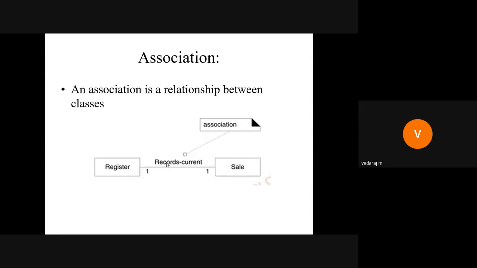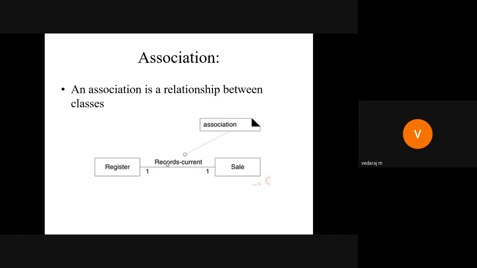The very important component of a class diagram is association. I already told in the first class itself, association is nothing but a relationship between classes. You can say association is the connection between the 2 classes, or the link between the 2 classes. The relationship, link or connection between classes is called the association. This is very important.